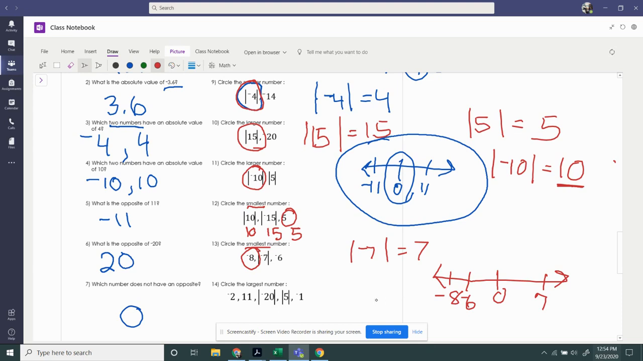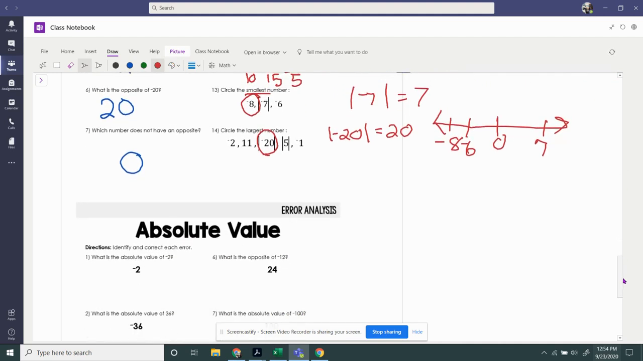Here we're asked to tell which is the larger number. So not negative 2 and not negative 1 because we have an 11. The absolute value of 5 is 5, but what's the absolute value of negative 20? Well, the absolute value of negative 20 is 20. So therefore, this is the largest number. How did you do? If you had trouble, go back and think about it again.